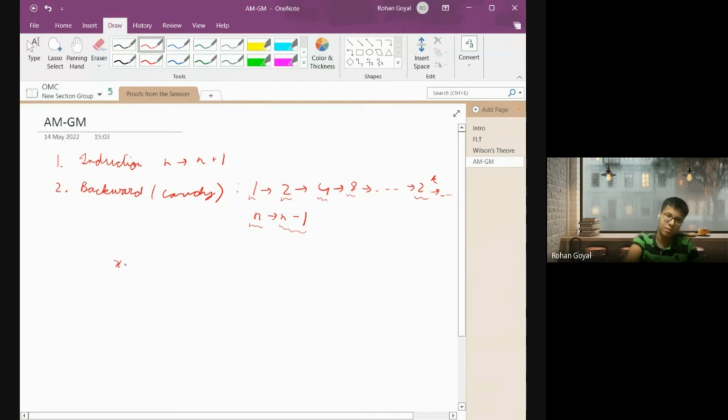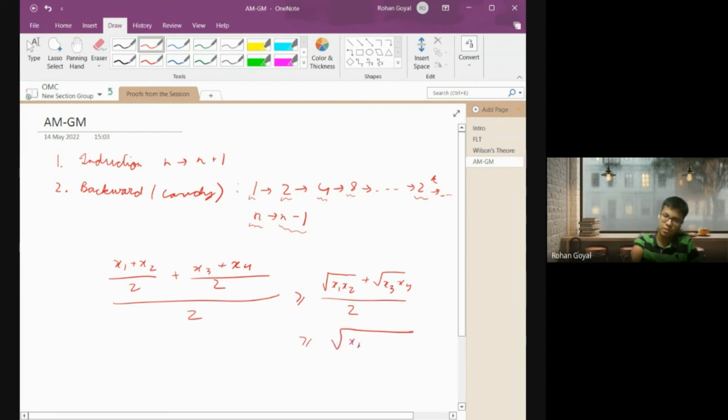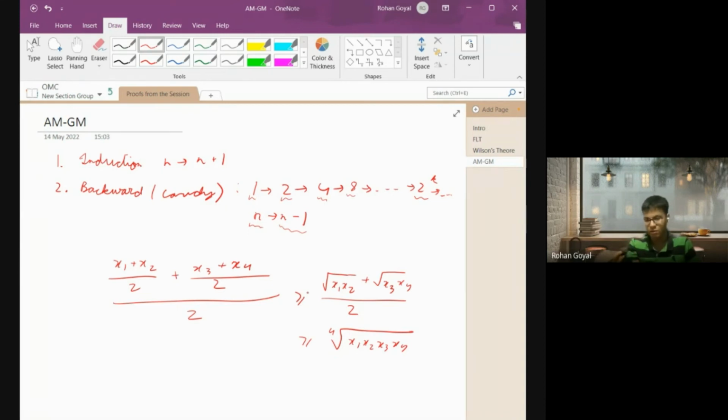Which is just saying that (x1 plus x2)/2 plus (x3 plus x4)/2, all upon 2, is greater than or equal to (root x1x2 plus root x3x4)/2, which is greater than or equal to the fourth root of x1x2x3x4. Yeah, this is something you get almost immediately, right? So if you can do it for 2, you can do it for 4, and I can repeat it for 4 to go to 8 and then to 16 and so on.